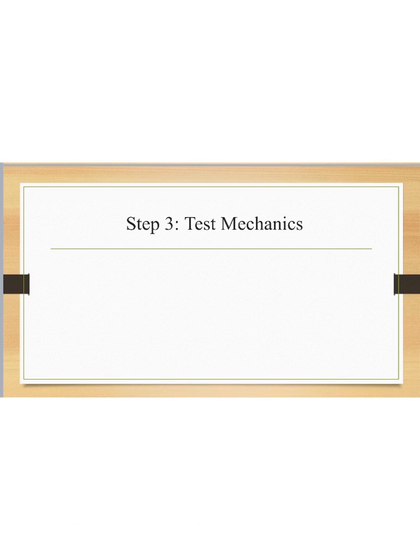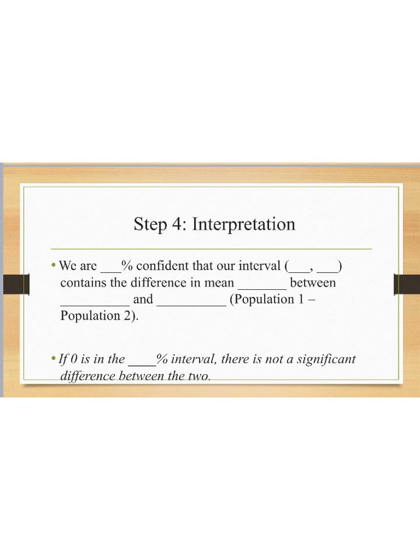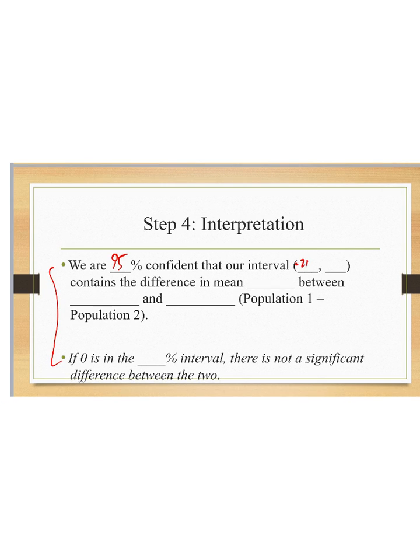As to writing this in a conclusion, sorry, I put my mechanics already there. What we are going to say is something like this. We are 95% confident that our interval from negative 21.74 to 3.74 contains the difference in mean social media usage between seniors and juniors. And if 0 is in the 95% confidence interval, then there's not a significant difference between the two, which we've just stated.